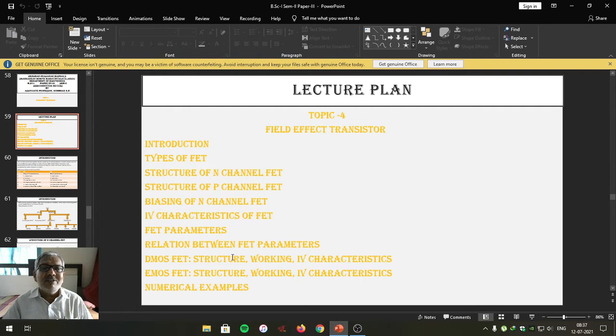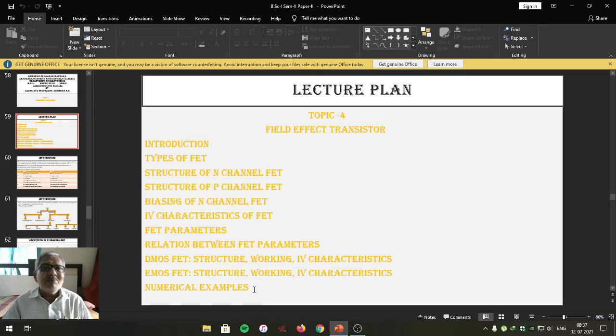After that, we are going to study the MOSFET, that is the structure of MOSFET, its working and IV characteristics. After that, we are going to cover the E-MOSFET, the structure of E-MOSFET, its working and also the current voltage characteristics of E-MOSFET. Student friends, at the end of this particular topic, we are going to solve some numerical examples.